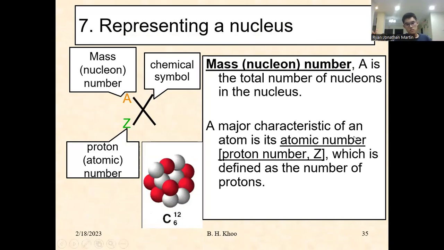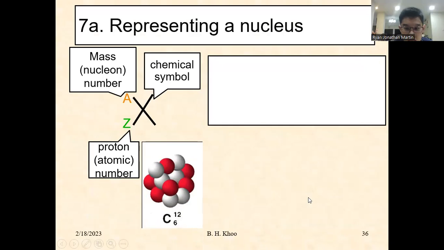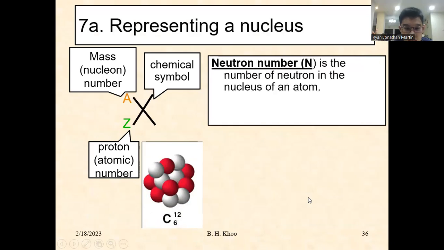The major characteristic of an atom is the atomic number. That means it tells us the difference between one atom and another atom. That's Z, which is defined as the number of protons. And the neutron number is the number of neutrons in the nucleus of the atom. So A equals N plus Z.